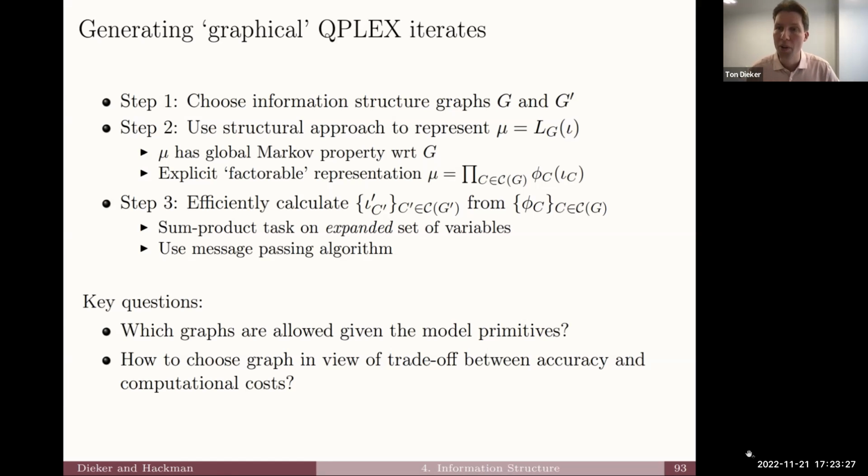kind of graphs are allowed in the context of QPLEX models? And it turns out there's an interplay between the primitives and the graphs. And secondly, this is a question we don't understand much about yet, which is that there's a trade-off between accuracy and computational cost. If you add more edges in your graph, you will get more accuracy, but also it's going to be computationally more expensive. And understanding this is obviously very important, because as a modeler, you can specify this graph.